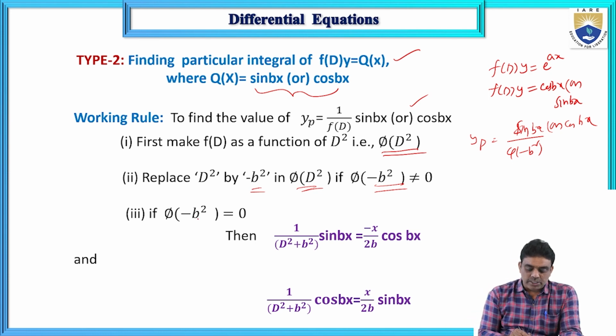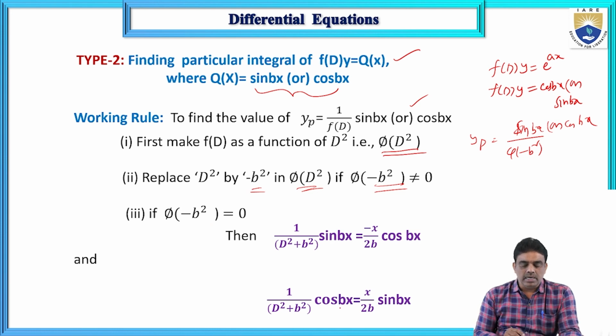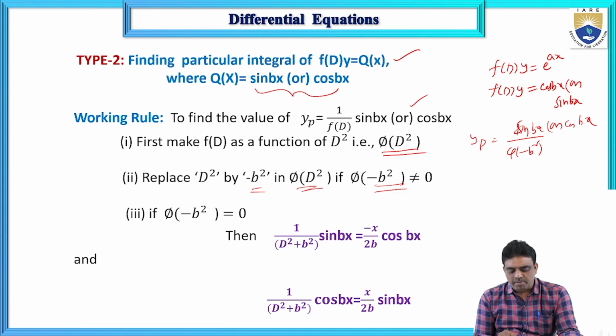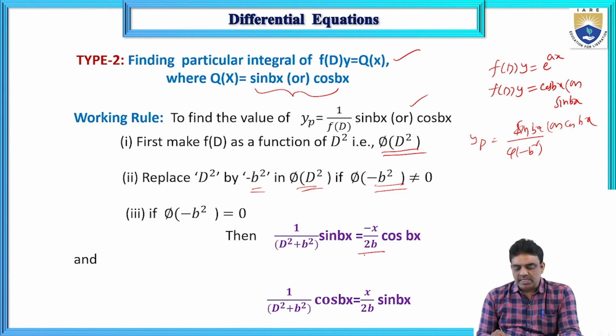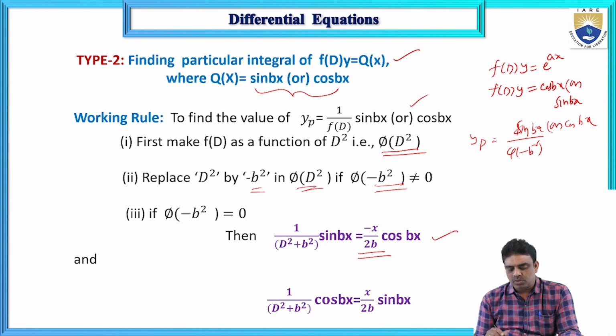Suppose phi of minus b square is equal to 0 when you replace d square by minus b square. If the value obtained is 0, and it is in the form 1 by d square plus b square of sin bx, then the value is equal to minus x by 2b cos bx. So please remember, when it is sin, it is minus x by 2b cos bx. When it is cos, it is plus x by 2b sin bx.